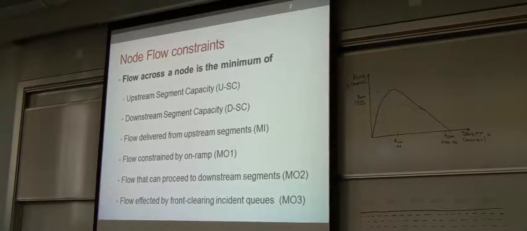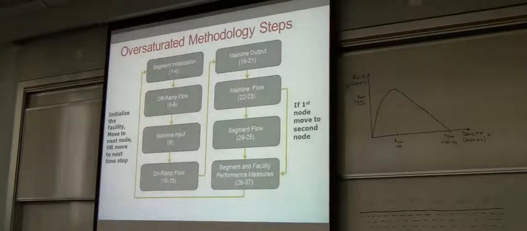So that's very different from the DSC, the downstream capacity, which is a theoretical concept. The MO2 is constrained by a downstream segment actually being fully or partially queued. And then finally, an MO3 constraint is a function of incidents and queues clearing at an incident. The whole secret to this methodology is that each of these constraints is checked at every time step for every segment throughout the facility, and then it goes to the next time step, and the next, and the next. It does that every 15 seconds until you reach the end of the 15-minute time period.